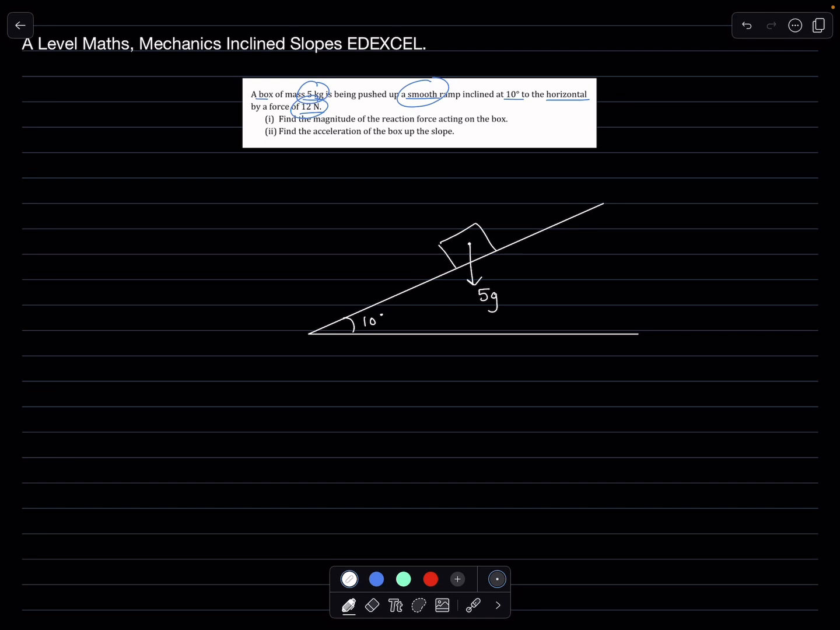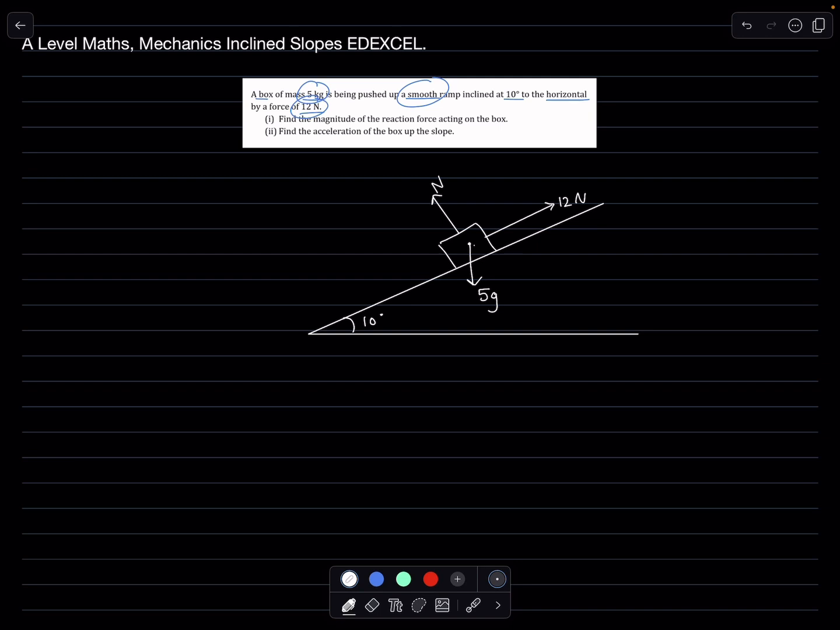Now we want to consider the other forces. So it's being pushed up this slope by a force of 12 newtons, which will be acting in this direction here, up the slope. And we also need to consider the normal reaction force of the box, which will be perpendicular to the box. So now that we've drawn on our forces, we now need to consider what the component of the weight will be parallel and perpendicular to the slope. So how can we do that?